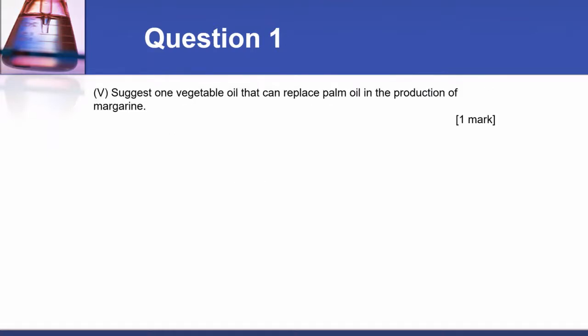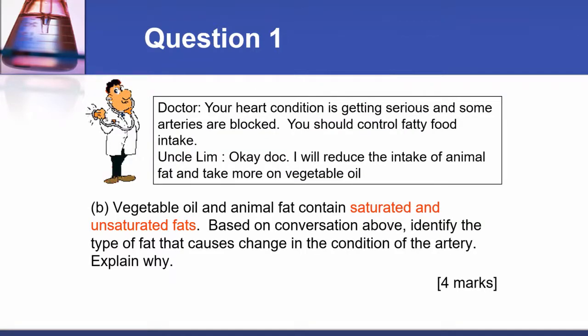For question 1A5, suggest one vegetable oil that can replace palm oil in the production of margarine. You can give any suggestion of vegetable oils, such as olive oil, coconut oil, or sunflower oil. Now let us look at question 1B.